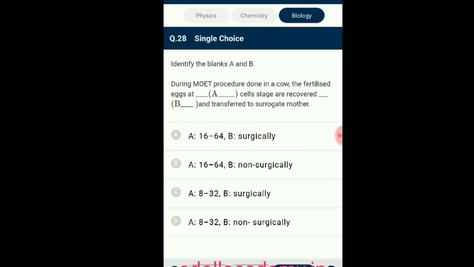Multiple ovulation embryo transfer technology is generally called MOET. A cow is injected with follicle stimulating hormone so that it can produce 6 to 8 eggs. Then the cow is either mated with an elite bull or artificially inseminated. The fertilized eggs at 8 to 32 cell stages are recovered non-surgically and transferred to the surrogate mother. So the answer for this question is option D. A represents 8 to 32 cells and B represents non-surgically. So the correct option is D.